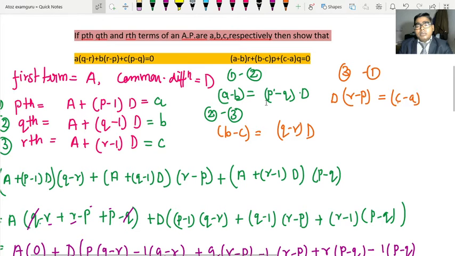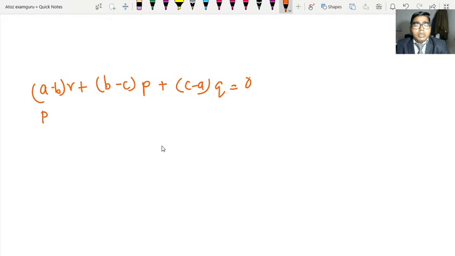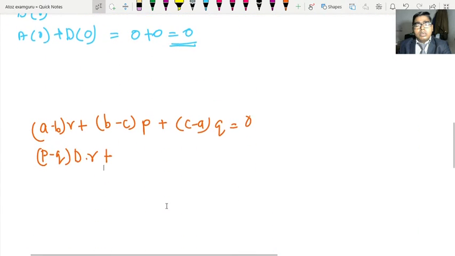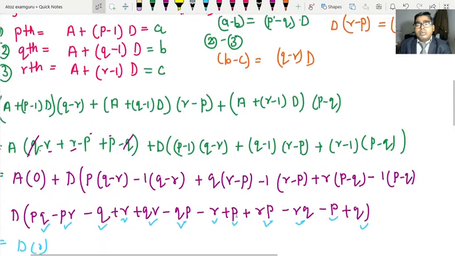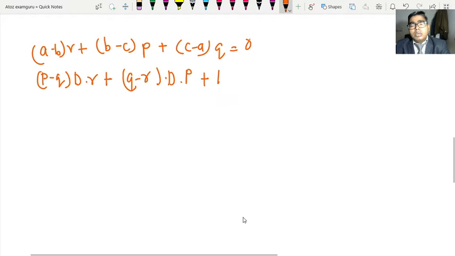We will put the value of A minus B, which is P minus Q into D. A minus B value is P minus Q into D, into R, plus B minus C. The value of B minus C is Q minus R into D, into P, plus the value of C minus A, which is R minus P into D, into Q, right?